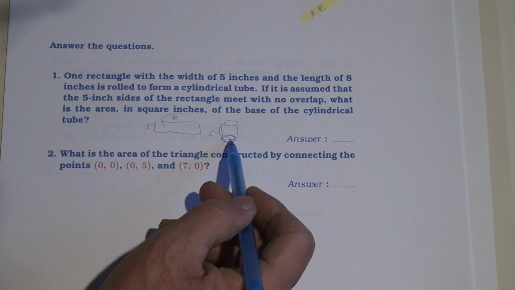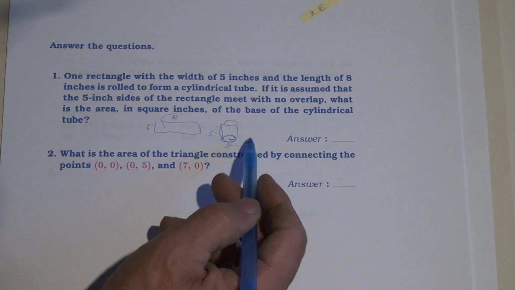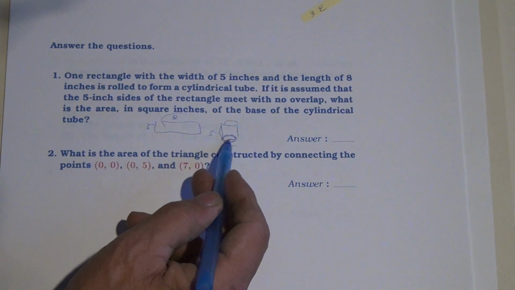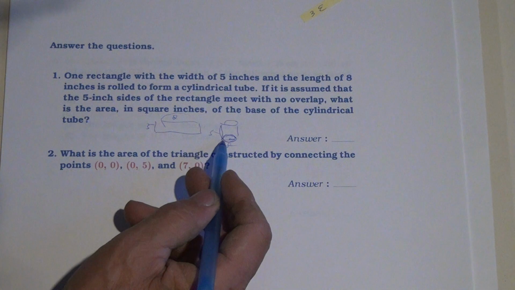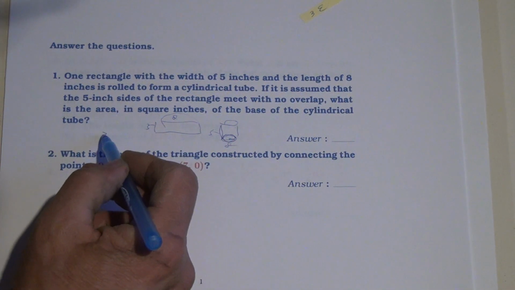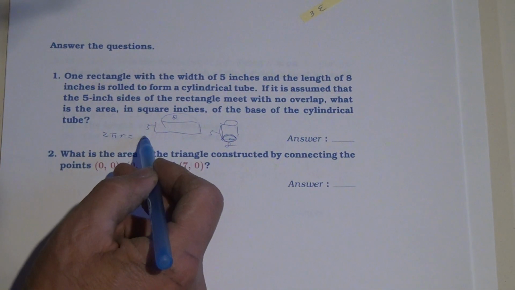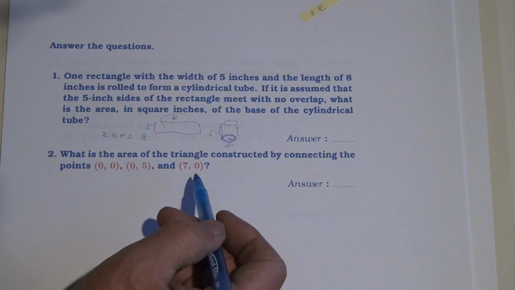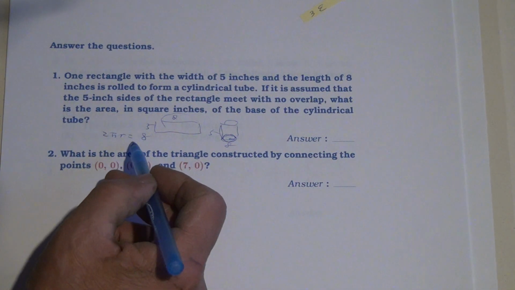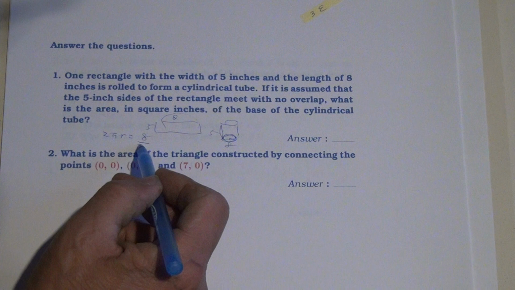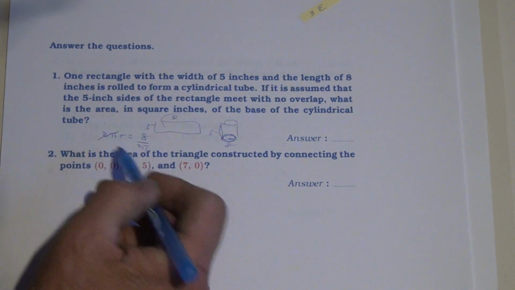To get the area of the base, you need to find the radius. So here, what is this one? They give you information indirectly. So 2 pi r is the circumference, which is 8. From here you can get r. You divide each side by 2 pi. That is the radius.